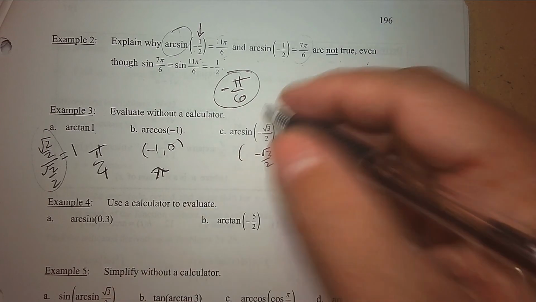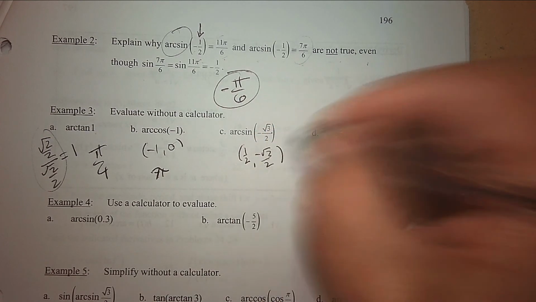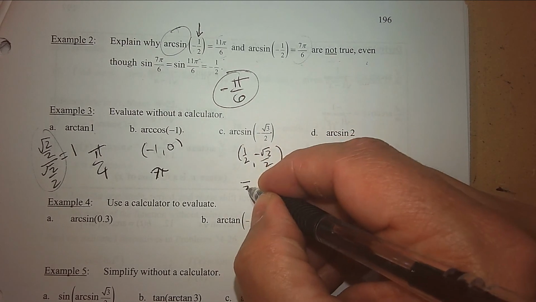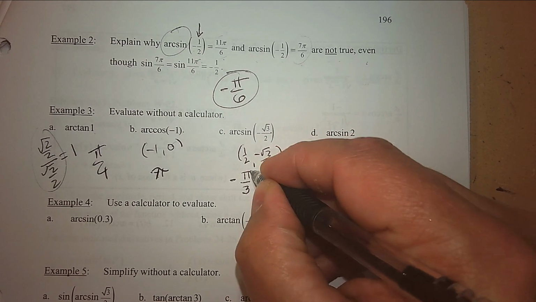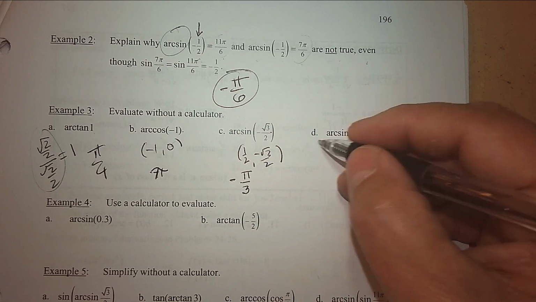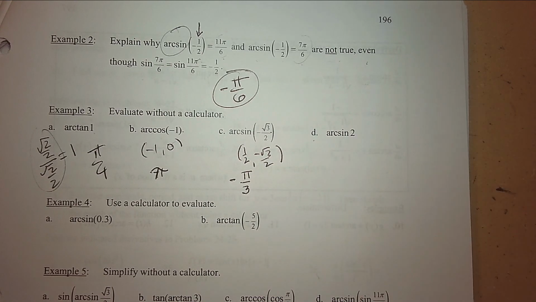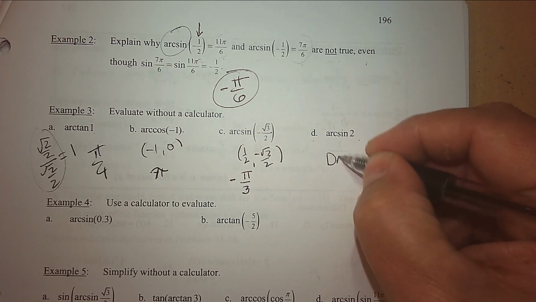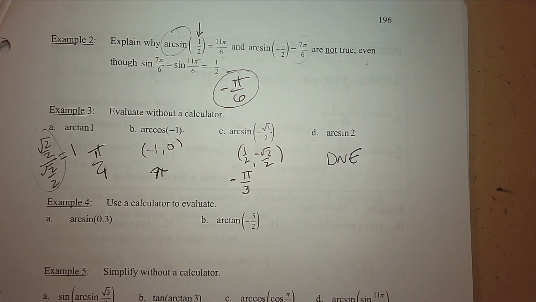What is the reference angle? What would the radian be? Pi over 3, and it would be negative pi over 3. For the next one, D, arc sine 2, you would write down there is no point on the unit circle for that.